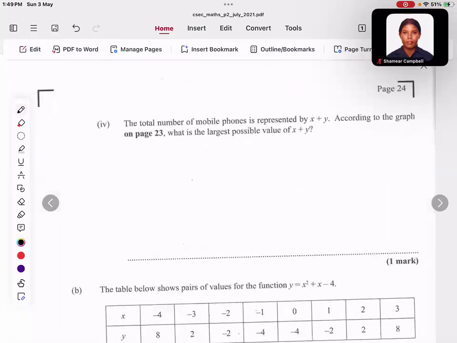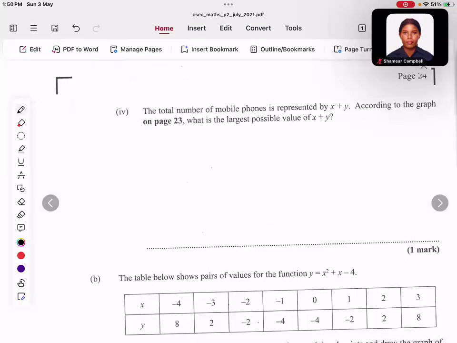All right, so now they're saying down here, guys, that the total number of mobile phones is represented by x plus y. So the total number of phones, that means B flow and C flex together, is represented by x plus y. And according to the graph on page 23, which is the one that we just plotted, what are the largest possible values of x and y? In other words, they want to find out the largest amount of B flow phones and C flex phones that must be bought.